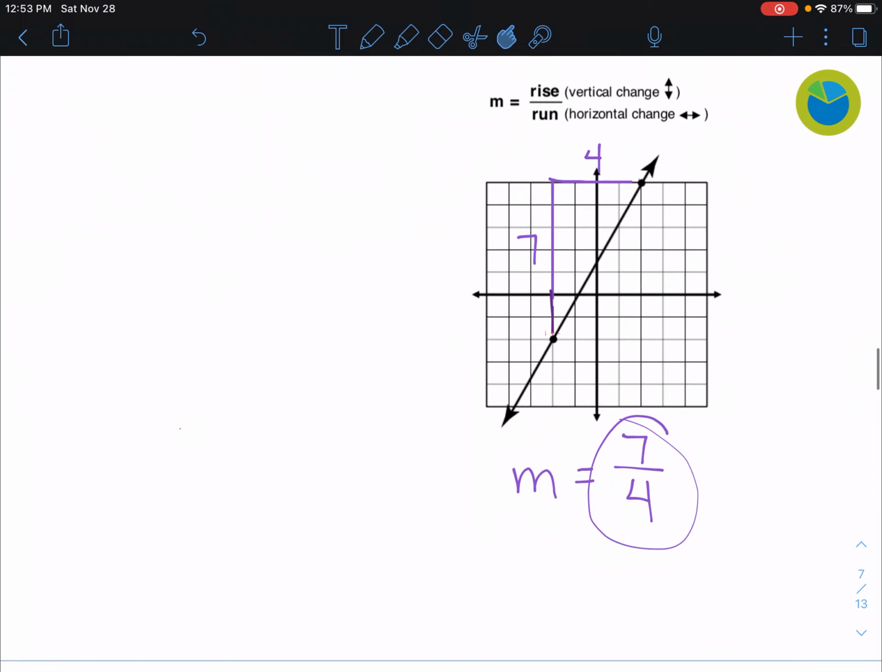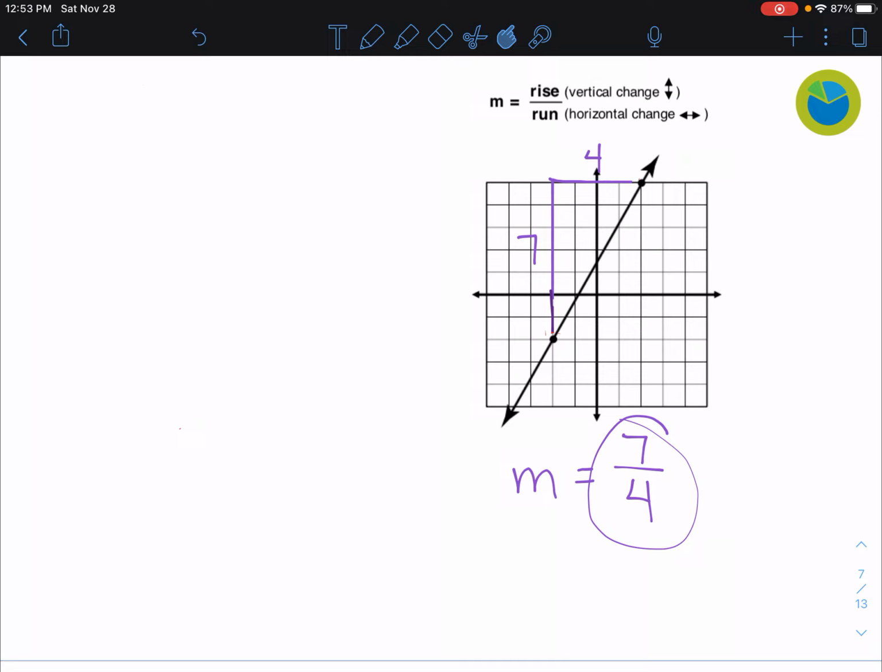Okay, so this is what we did. We found rise over run. So I have 2 points here. And if I look at the vertical change there, it's 7 units up, so it's +7. And then 4 units to the right, so that's +4. You get 7 over 4. Try to reduce it, and it is reduced, so 7/4. Well, is there another way to do this?